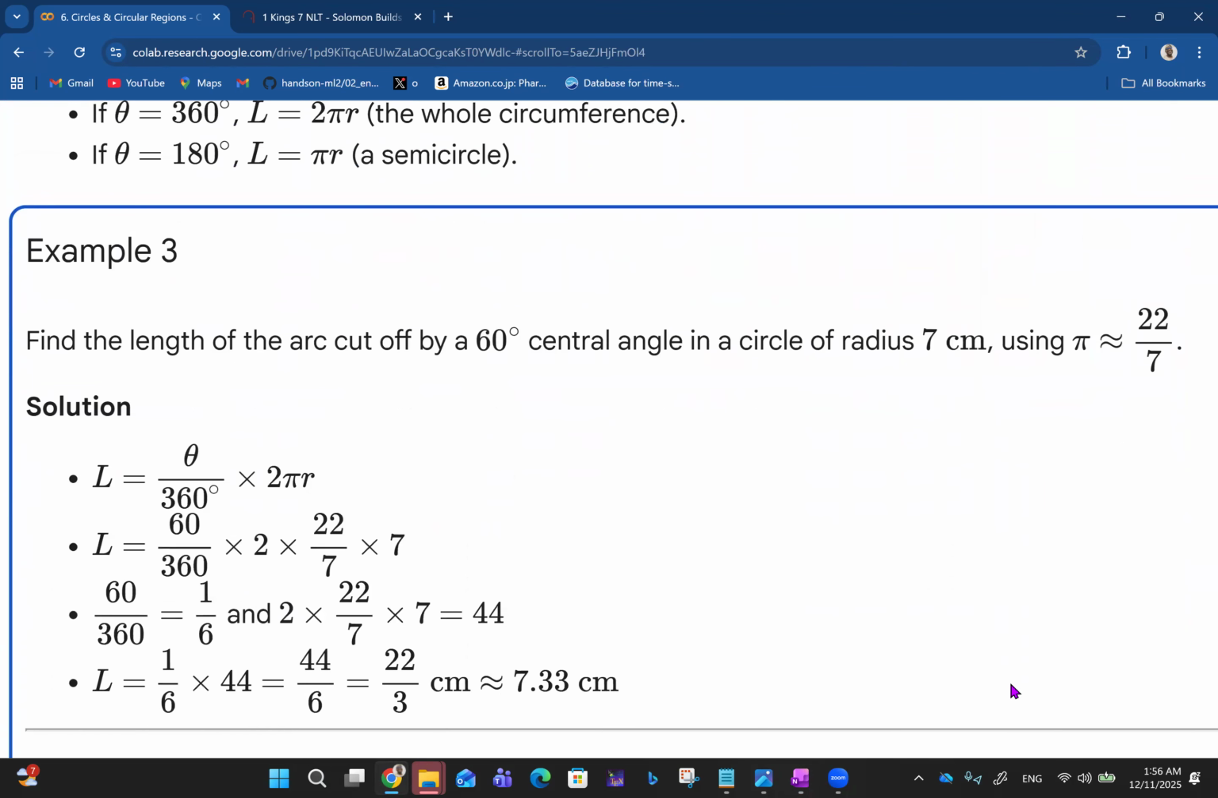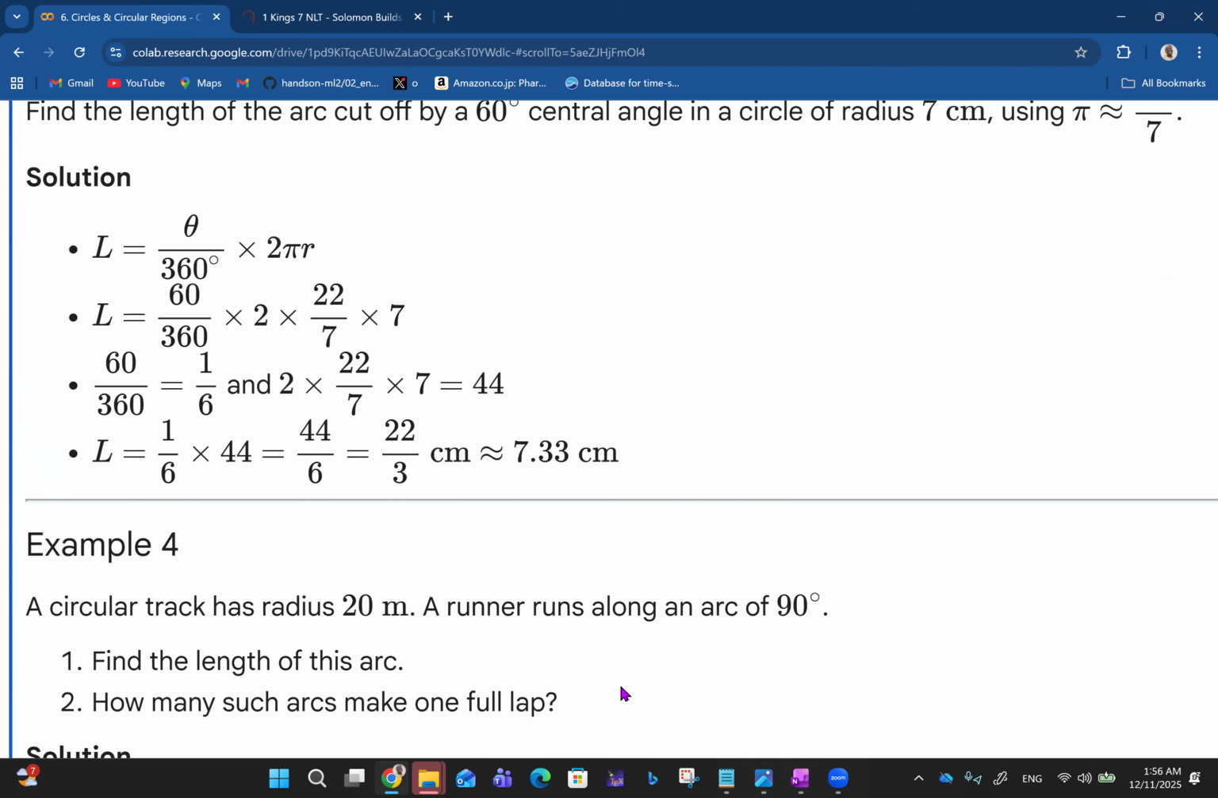So let's look at example 3. Find the length of the arc cut off by a 60-degree central angle in a circle of radius 7 centimeters, using pi is 22 over 7. So the length in that case is theta over 360 degrees times 2 pi r. Theta we know is 60, that's 60 over 360 times 2 times 22 over 7 times 7. 7 cancels 7. Then 60 over 360 is 1 over 6. Then we have 2 times 22 over 7, everything is 44. So we have 1 over 6 times 44. That's 44 over 6 or 22 over 3 cm, which is approximately 7.33 centimeters.